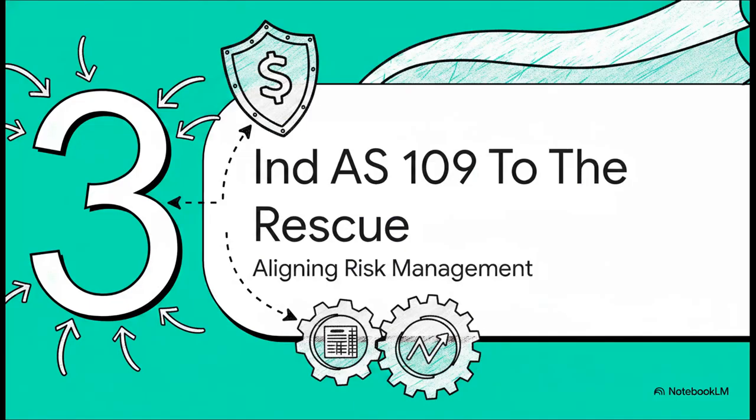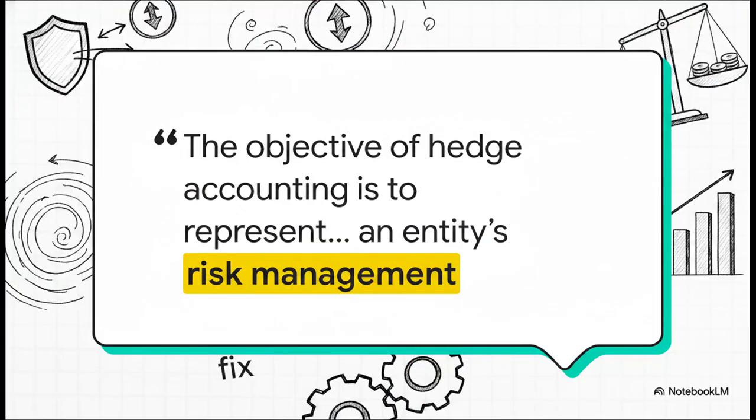Which brings us to Section 3, Ind AS 109 to the rescue. Let's see how to actually align your accounting with your real-world risk management. The whole philosophy of the standard is laid out right there in paragraph 6.1.1. It explicitly says, the objective of hedge accounting is to represent, in the financial statements, the effect of an entity's risk management activities that use financial instruments to manage exposures from particular risks that could affect profit or loss. That is exactly the fix we need. It's designed to cure the exact mismatch we were just talking about, allowing your financials to convey the true purpose of your hedging.